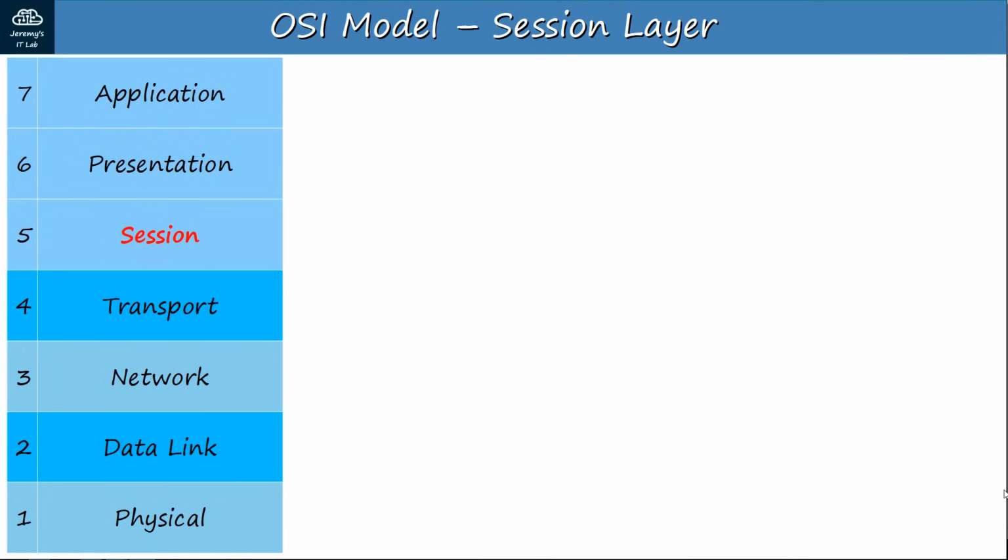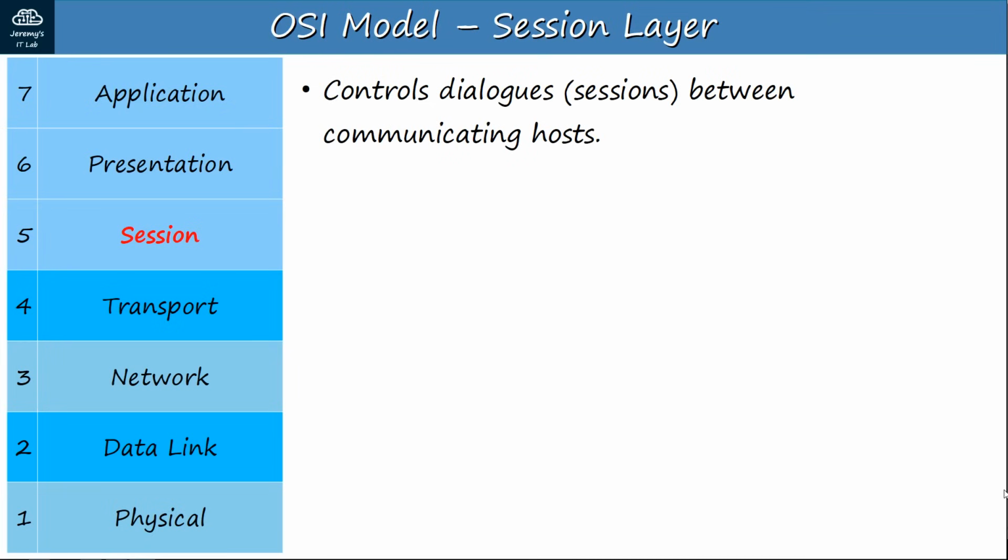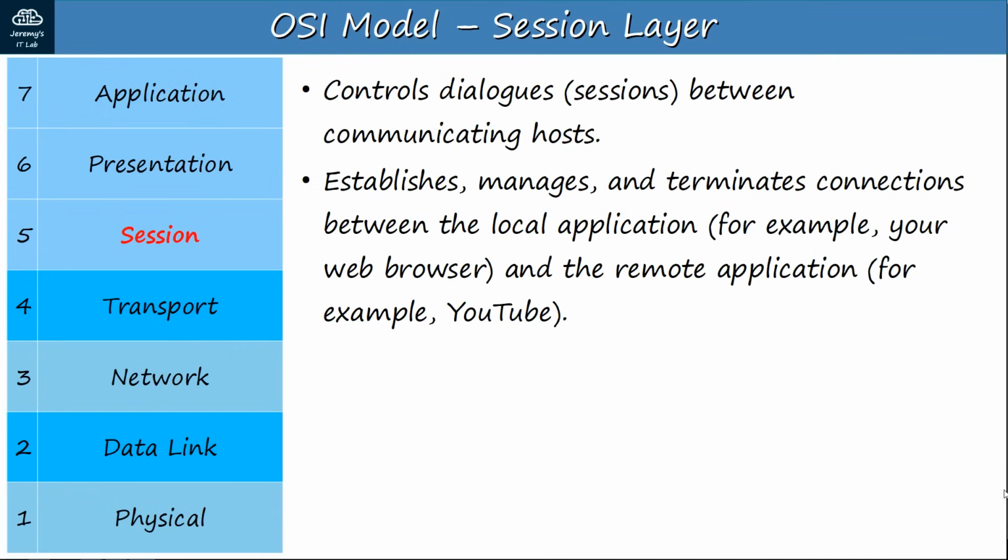Layer 5 of the OSI model is the session layer. The session layer controls dialogues, also known as sessions, between communicating hosts. It establishes, manages, and terminates connections between the local application, for example your web browser, and the remote application, for example YouTube. YouTube servers are being used by countless people at every moment, and there has to be a way to manage all of these sessions. That's the purpose of the session layer of the OSI model.